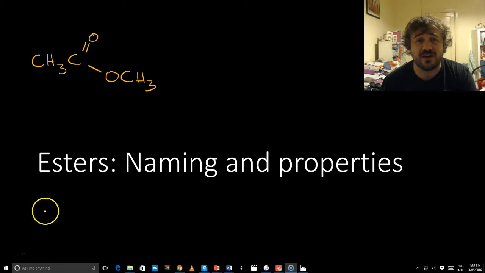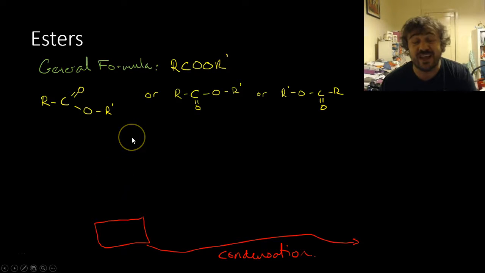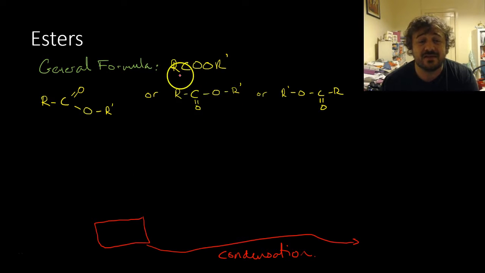Alright, so let's have a look at what an ester is, and also how we name it, and the properties thereof. So basically, the general formula of an ester is that we have this R group, which is an alkyl group, COO, and another alkyl group. Now, if we look at it as a structural formula, it's an alkyl group.